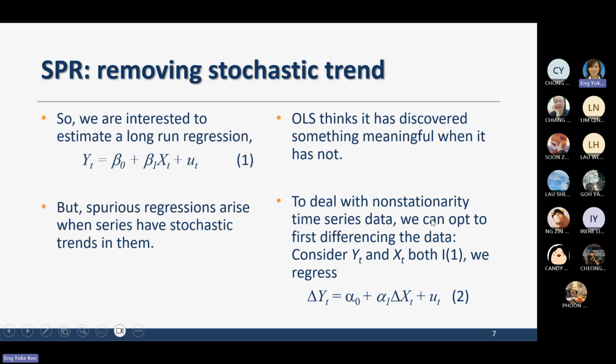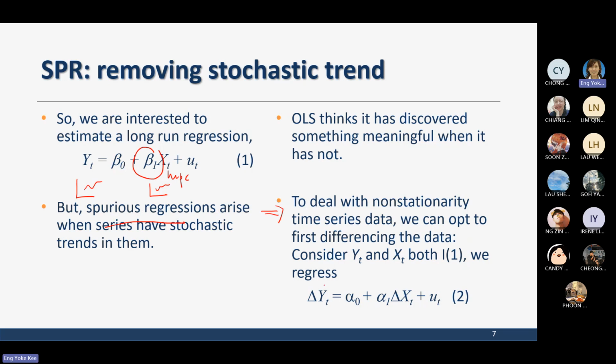So what do we do? We know that we are interested in finding out this MPC, but we are more concerned about the possibility of a spurious regression problem. Otherwise we think that we discovered something meaningful, but it can be just a coincidence that these two variables move together. We don't know. So in practice, what do we do?